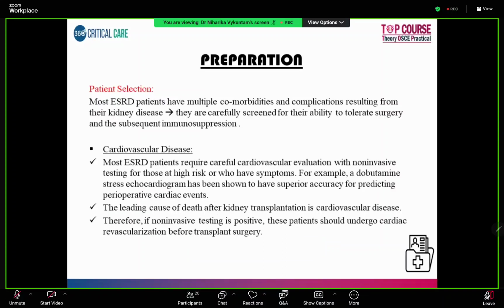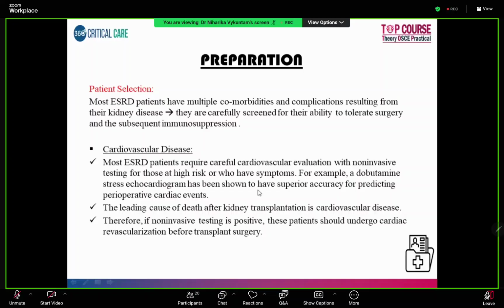So which patients do you select for kidney transplantation? Most of these end-stage renal disease patients have multiple comorbidities, right? And complications resulting from their kidney disease. So each patient has to be carefully screened for their ability to tolerate surgery and the subsequent immunosuppression. Now suppose the patient has an underlying cardiovascular disease, how do we prepare this patient for surgery? Most of these ESRD patients require careful cardiovascular evaluation with non-invasive testing for those who are at high risk or those who have symptoms.